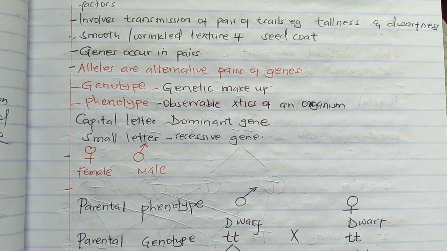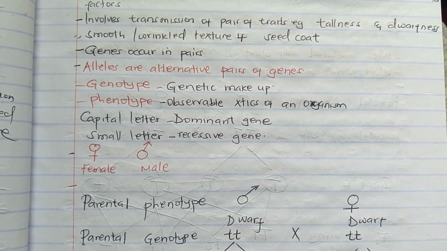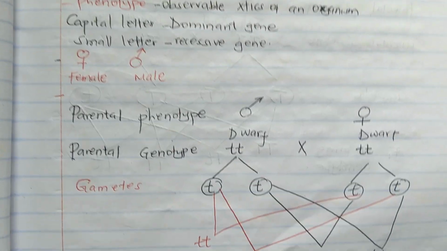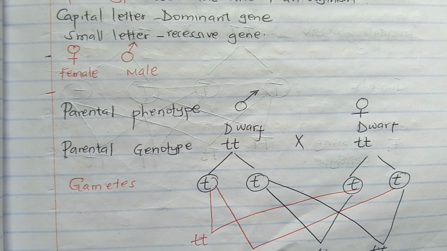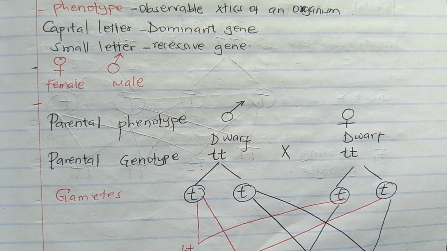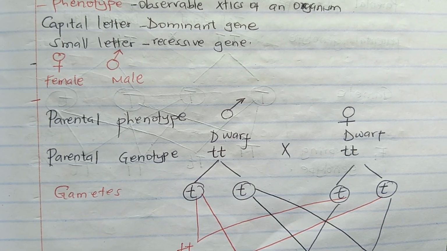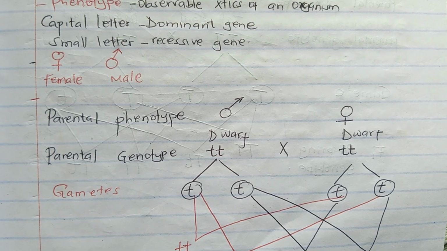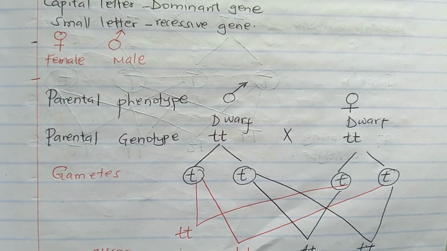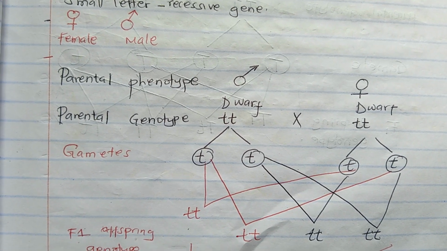The genotype is the genetic makeup of an organism. Phenotype refers to the observable features, how the organism appears from outside. In his experiment, the capital letter represents the dominant gene, that is the gene that is expressed wherever it is present, and the small letter represents the recessive gene. It is a gene that is expressed in absence of a dominant gene. The symbols for male and female are as represented.